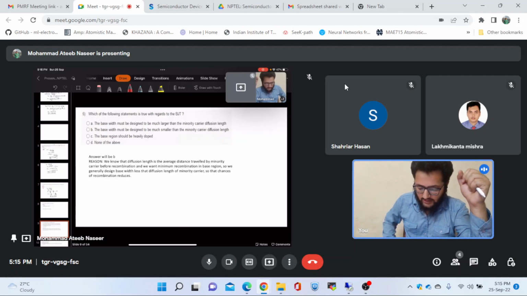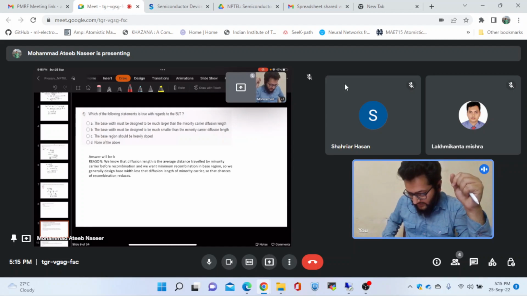So this option A seems to be the wrong option to select, and option B is just the opposite of this one, and this means that if option A is wrong, clearly option B will be correct.